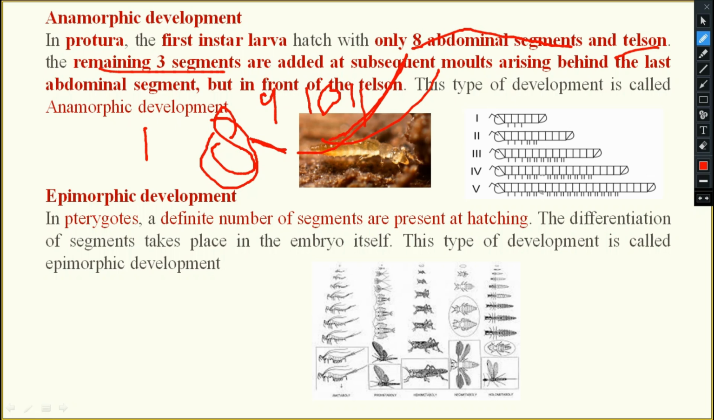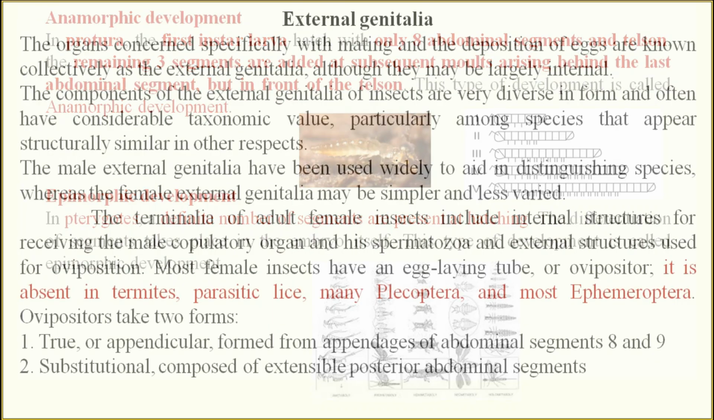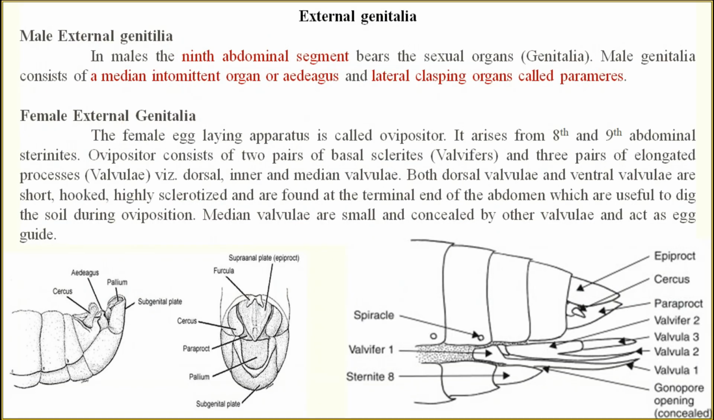Anamorphic development happens in which order? Only Protura. All other insects show epimorphic development. It may be pterygotes, all of them. It may be Thysanura. It may be Collembola. It may be Diplura. All are epimorphic, except in Protura where anamorphic development will be there. Whatever the numbers are there from the beginning, only the size is increasing. That is epimorphic development. If additional segments are added, that is known as anamorphic development. Up to this clear? Yes, sir.